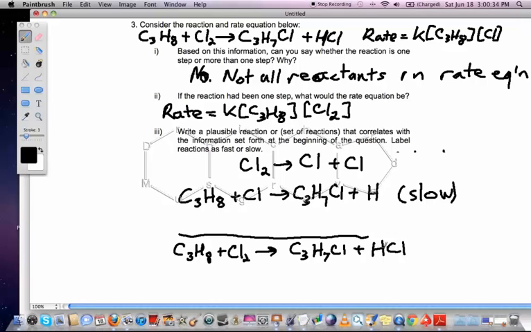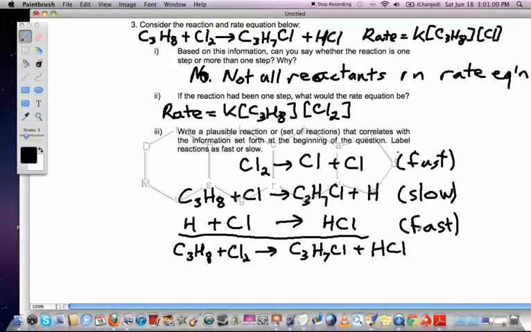What we haven't accounted for is the HCl. And I think you can see that if I want to form HCl, I can take the H I formed up here and react it with the Cl that we haven't used up here, and that'll give us our HCl down there. So that is a valid reaction set for that particular process. That'll be fast, and this will be fast as well. So any step that's not slow is going to be fast.